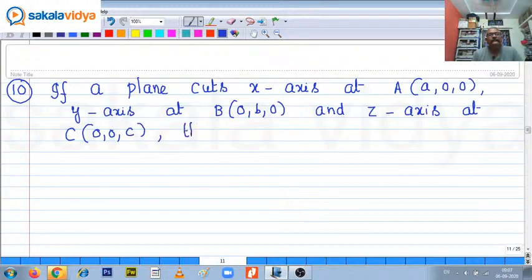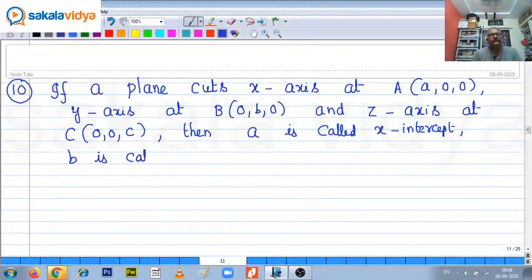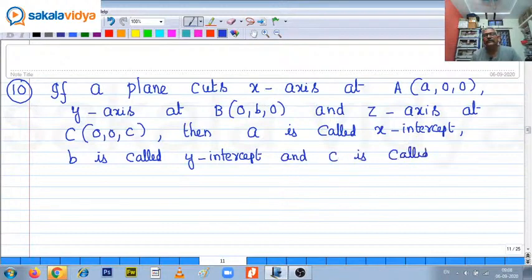Then this A is called the x-intercept, B is called the y-intercept, and C is called the z-intercept. Just like a straight line.